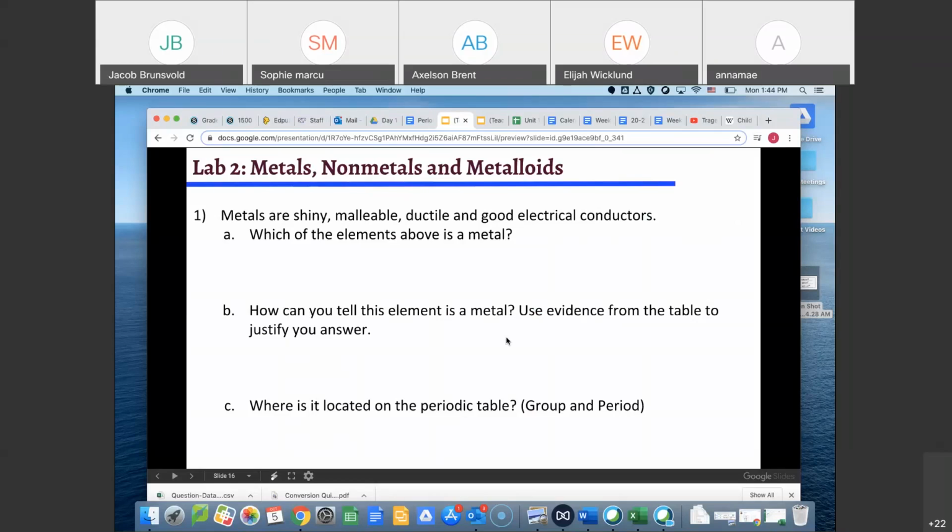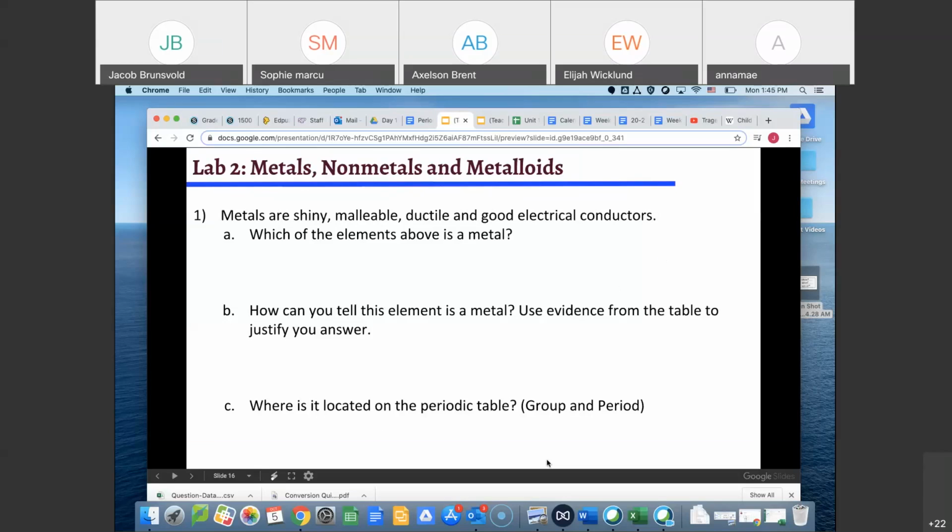Good. And so then how can you tell? Well, you should use the evidence from your lab to describe how you can tell that the copper was shiny, malleable, ductile, and a good electrical conductor. So that's how you're going to explain this. And then where is it located on the periodic table? Group and period. Can anybody tell me what's the group and period of copper? Period 4, group 11, period 4.